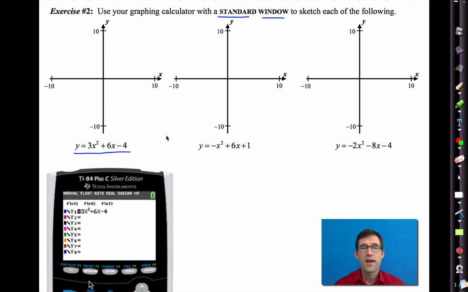Okay. And now let's go in and change our window, and that's going to be the window that we're going to use for almost everything for the rest of the lesson today. So you're not going to have to worry about continually changing it. So hit your window button. Let's put in x min, let's put in negative 10. X max, let's put in positive 10. Go down a little bit. Y min, let's put in negative 10. Y max, let's put in positive 10.